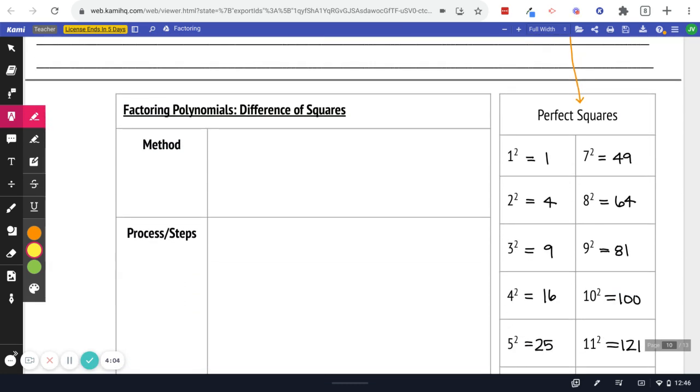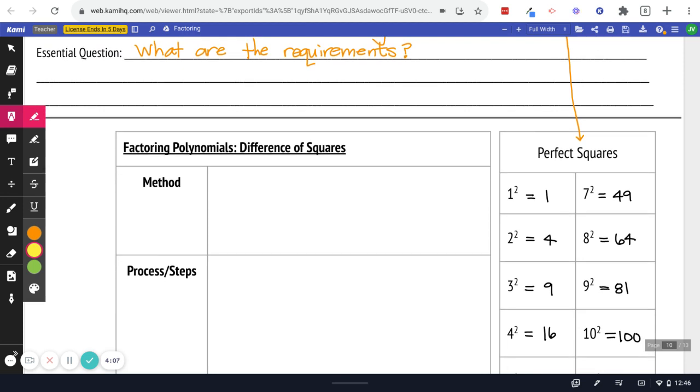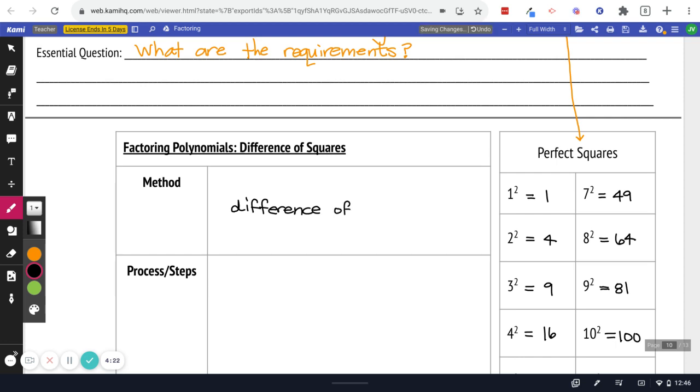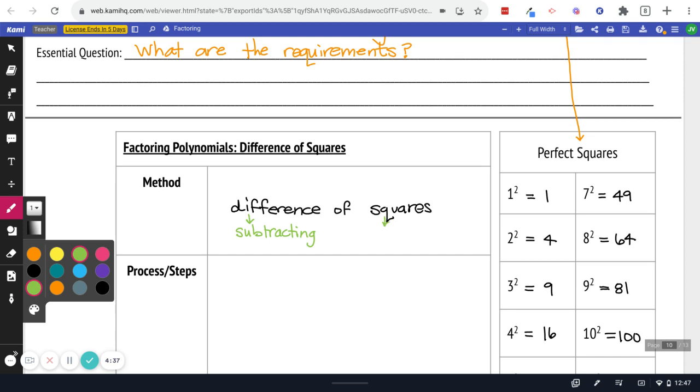So our method is basically just difference of squares. In other words, difference meaning we are subtracting. Squares, of course, referring to those perfect squares.